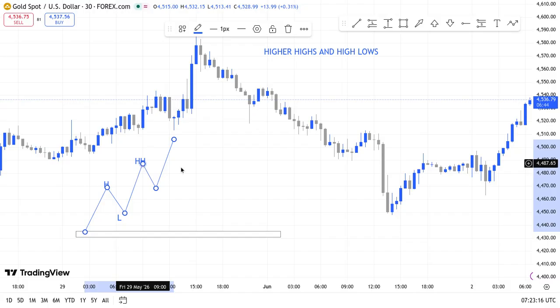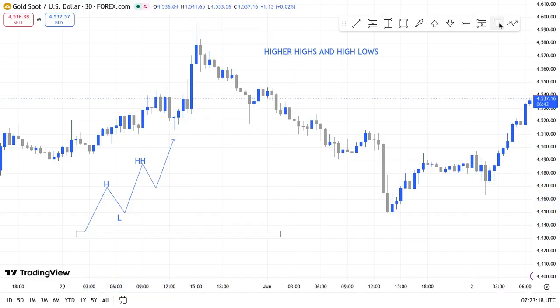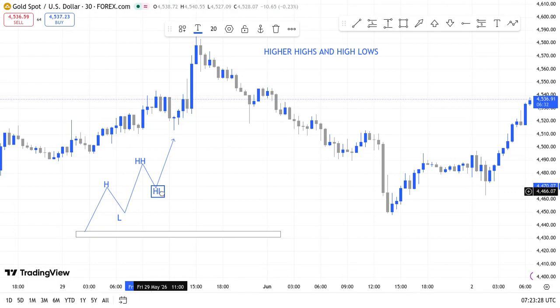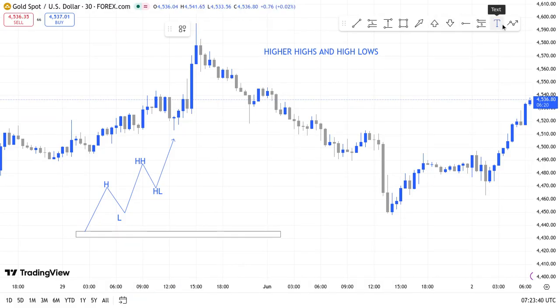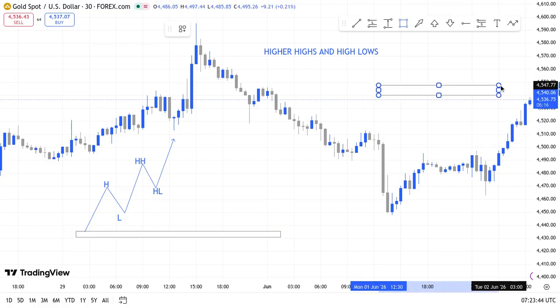Another thing, I'll have what we call a higher low, and I'm calling it a higher low for one reason: it is just above the previous low. So as we are trading, we shall be getting a continuous series of higher highs and higher lows in what we call an uptrend.